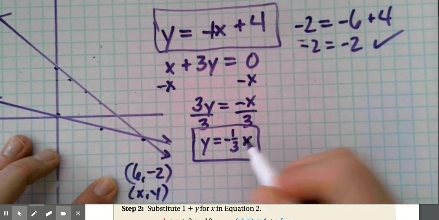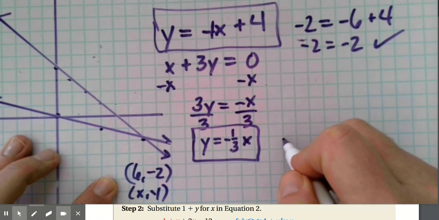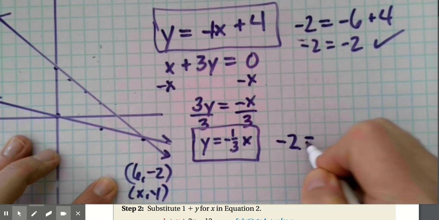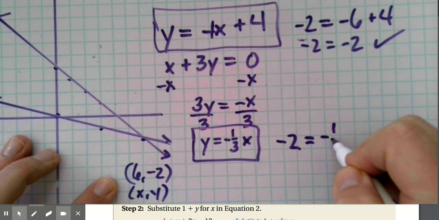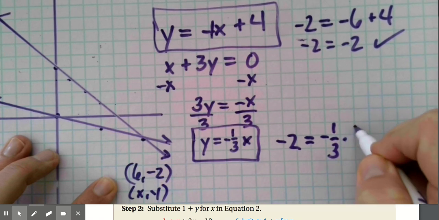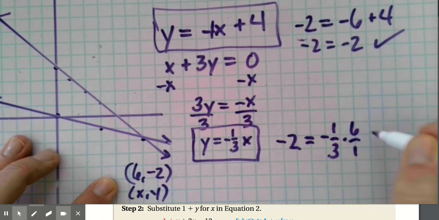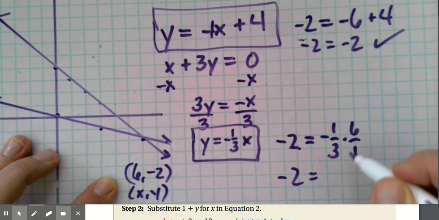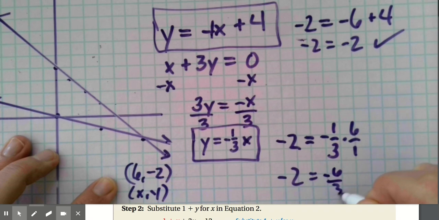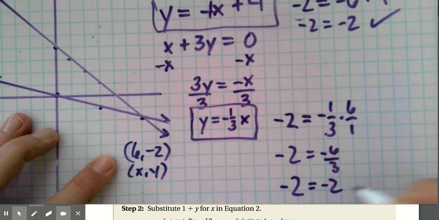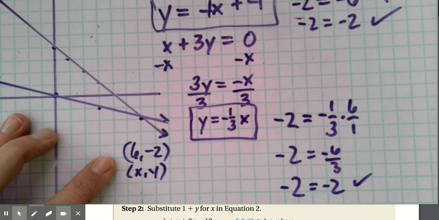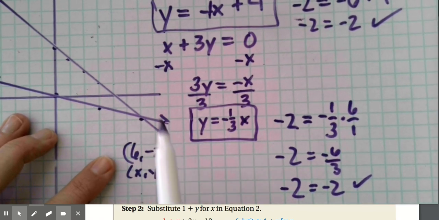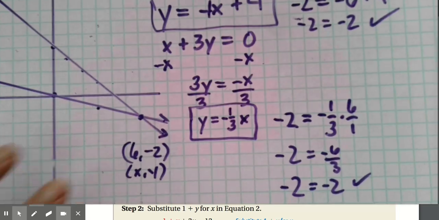Then we're going to put these values back into this equation. So we would say y is negative 2 equals negative 1/3 times 6 over 1. Now we would say negative 2 equals, if you don't cross cancel anything, you would just have a negative 6 over 3, which would work out to negative 2 equals negative 2, and you'd say, hooray, our solution is correct. So we did find the exact coordinates where these two lines cross.